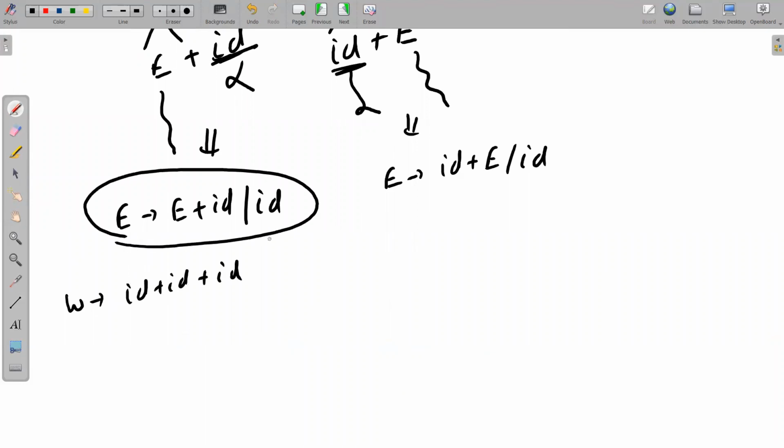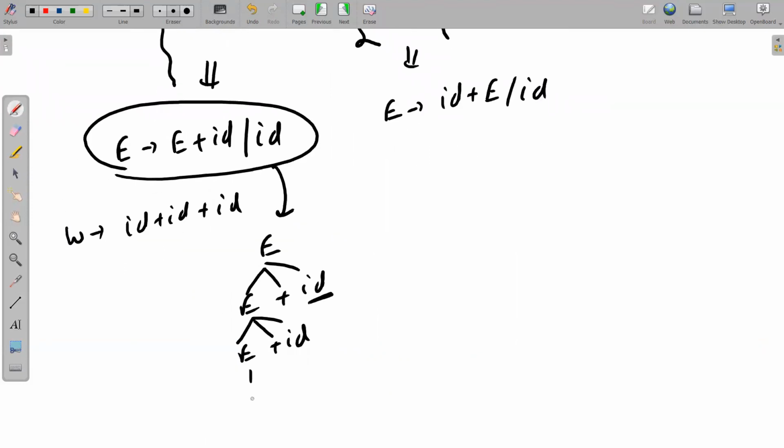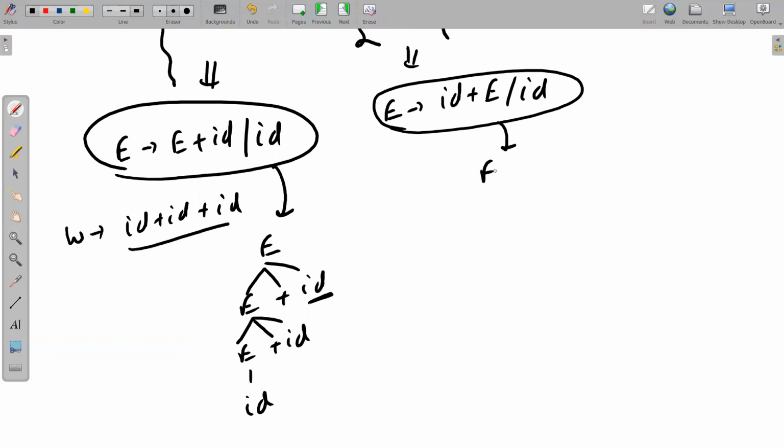According to this grammar, if we expand, what will we get? E implies E plus ID, and now there is no choice here. We have to expand here only E plus ID, and you will say E to ID. So you have got ID plus ID plus ID. And if you expand the other grammar, where the string is ID plus ID plus ID, then you get ID plus E, and ID. You have got ID plus ID plus ID, and only one way.